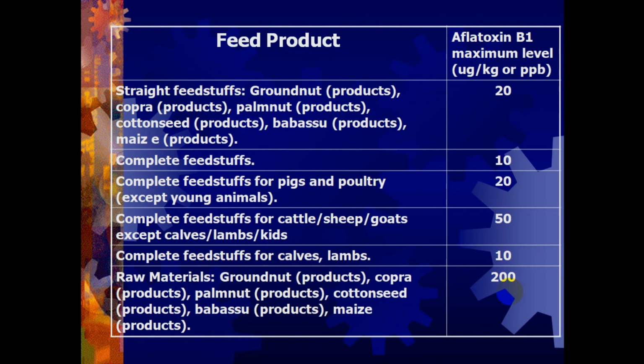Okay, feed products and feed stuff contain varying concentrations of aflatoxins, but mainly the mycotoxins can be detected in higher levels in the raw materials that constitute the animal feed.